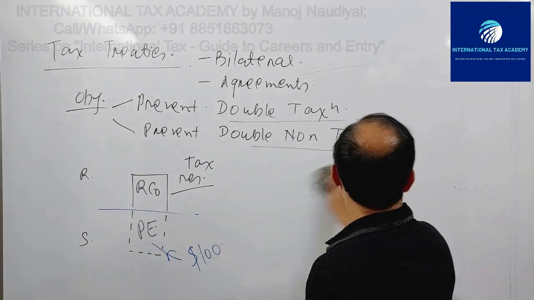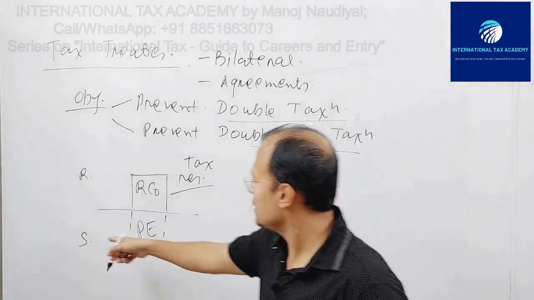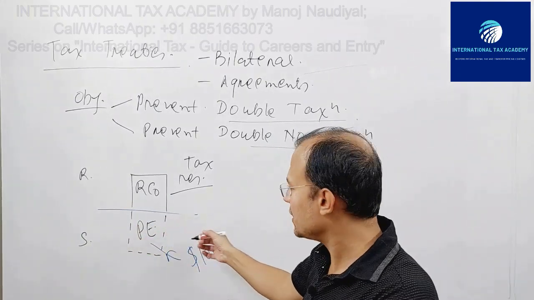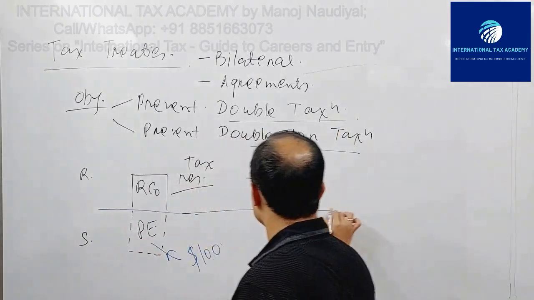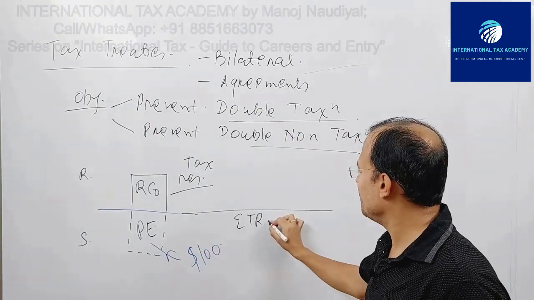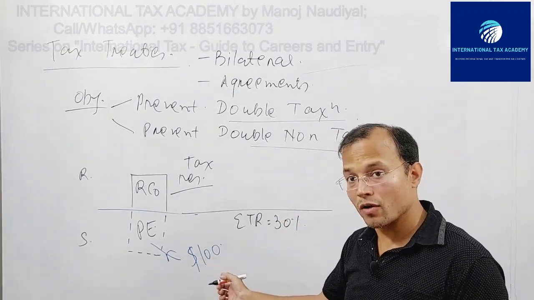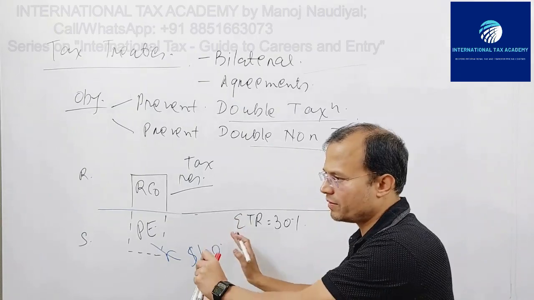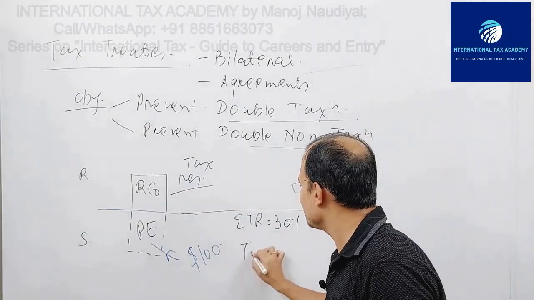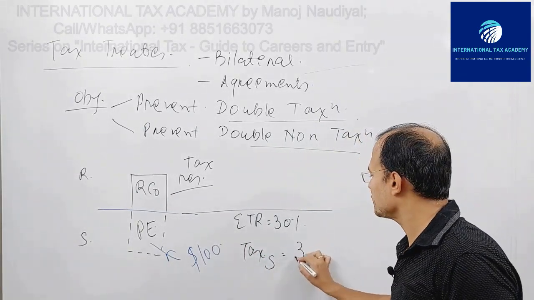Okay, this PE earns $100 of profit by virtue of business, and the effective tax rate (ETR) in country S is, say for example, 30%. So you apply 30% tax on this $100 of income. This is the net profit. Fine, assume this is the net profit. So you apply 30%. Therefore, tax in country S is equal to how much? This is equal to $30.